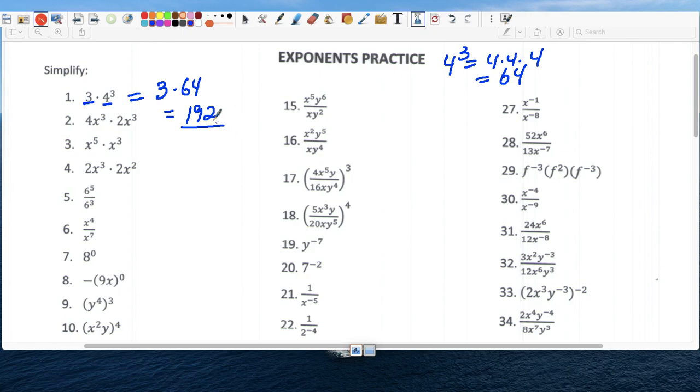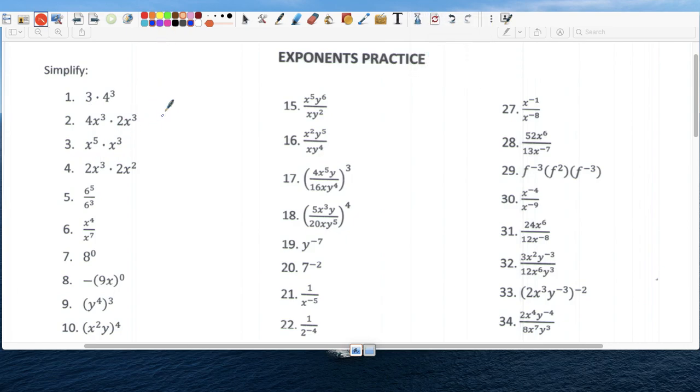Okay, so I guess it was just there to confuse you, in case you thought that the 3 here, the exponent, was the same as the base here, but they're not. Let's move on to the second one, or number 2.